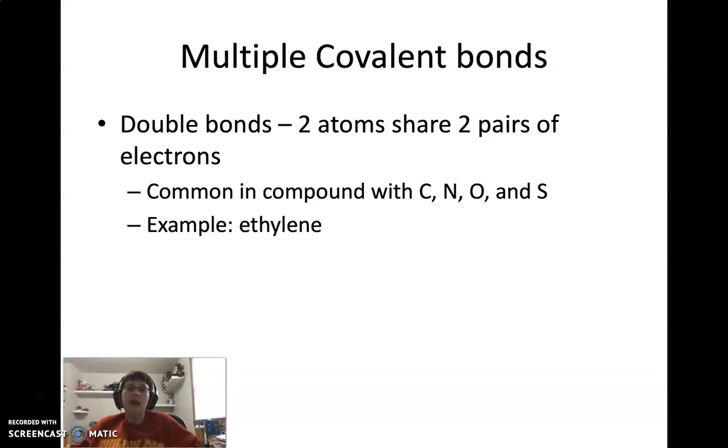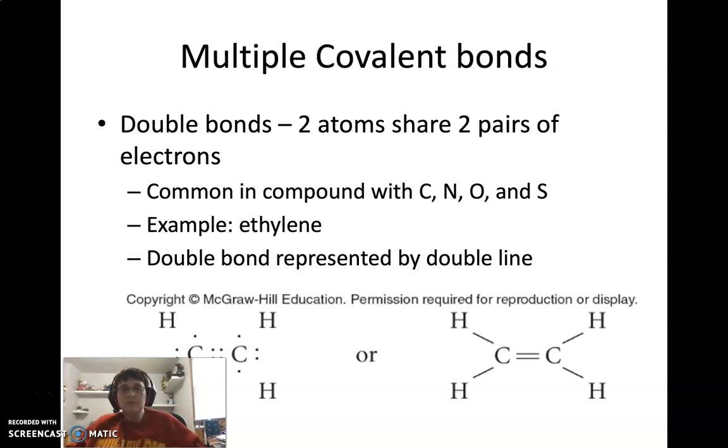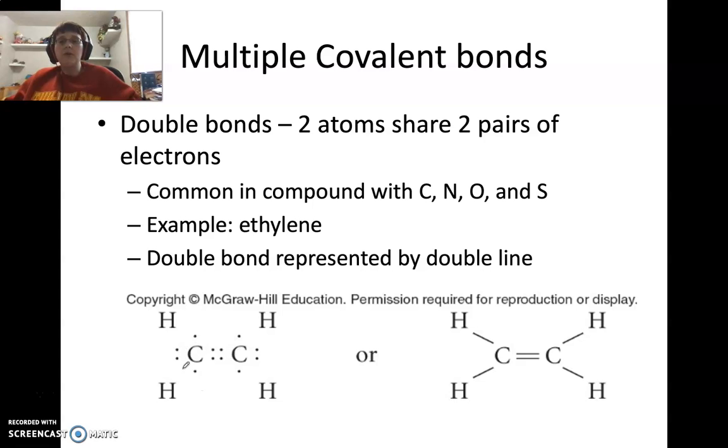An example of this would be ethylene, which is a common thing you find in things like plastics. And we represent a double bond by a double line. As you can see here, this is what the electron dot diagram would look like. We've got our 2 carbons. The 2 carbons are sharing 2 sets of electrons, and then the carbons are sharing electrons with each of the hydrogens.